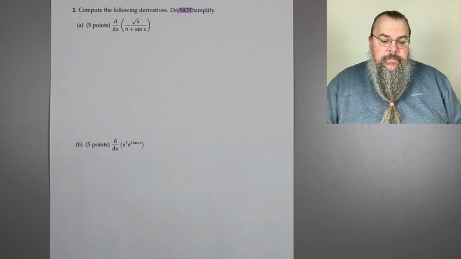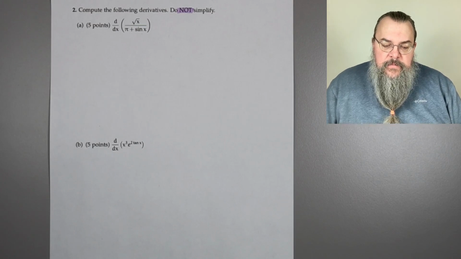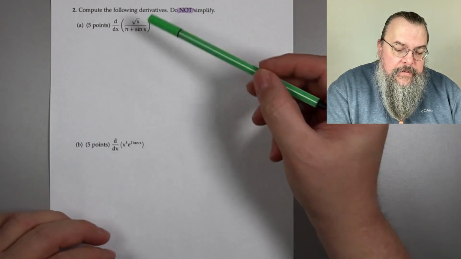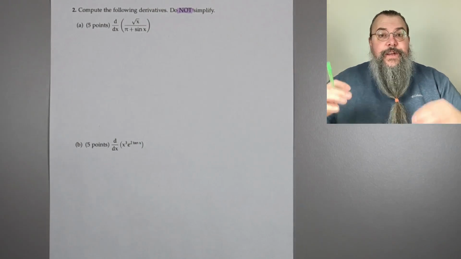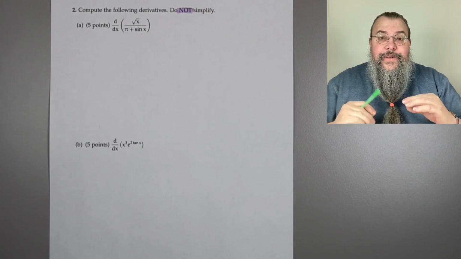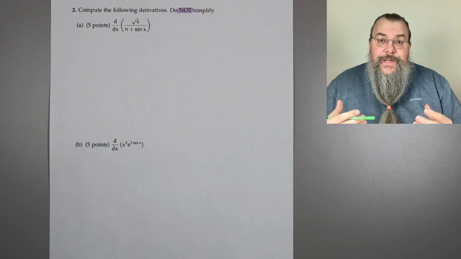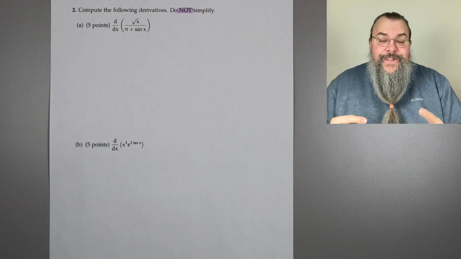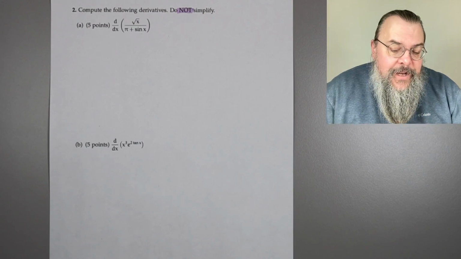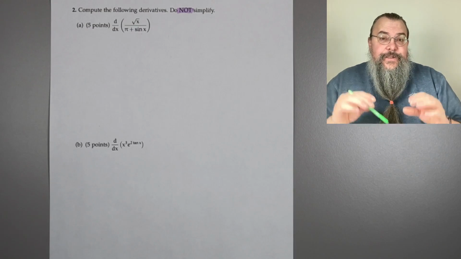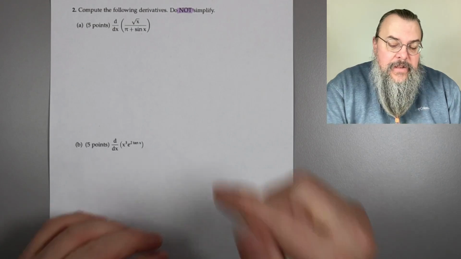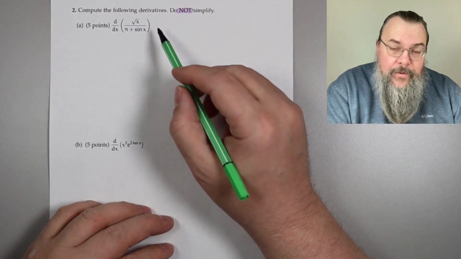Now let's see what we have here. In the first problem, what do we have? We have upstairs, square root of x, downstairs, pi plus sine x. It's a function over a function. What rule do we need? Quotient rule. Quotient means division. All right, so quotient rule. Now this is the one that can be a little bit tricky. So we just have to remember our rules.